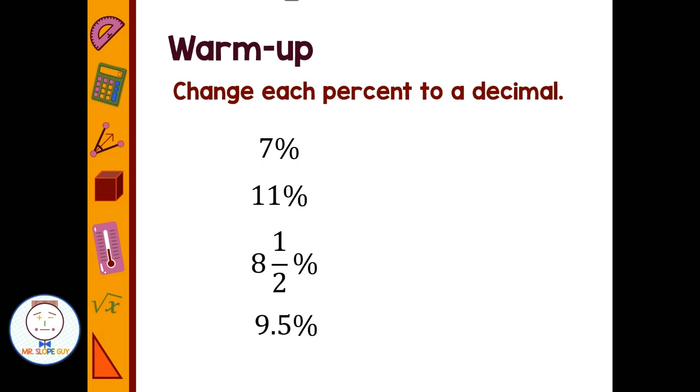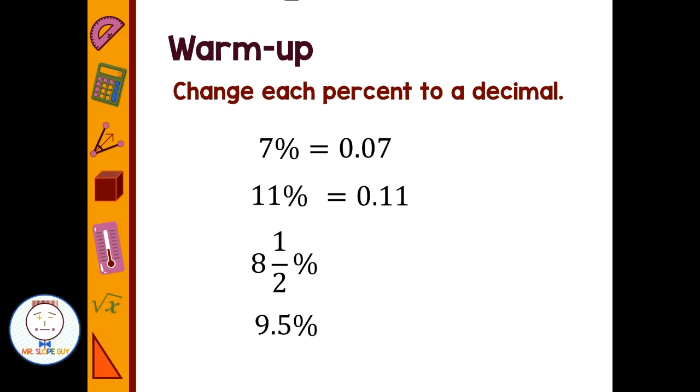Change each of these percents to a decimal and come back and see how we did. All right, welcome back. So 7% as a decimal. We move the decimal over two places. We have 0.07. 7% would be 7 hundredths. 11%, we move the decimal over two places, would be 0.11.